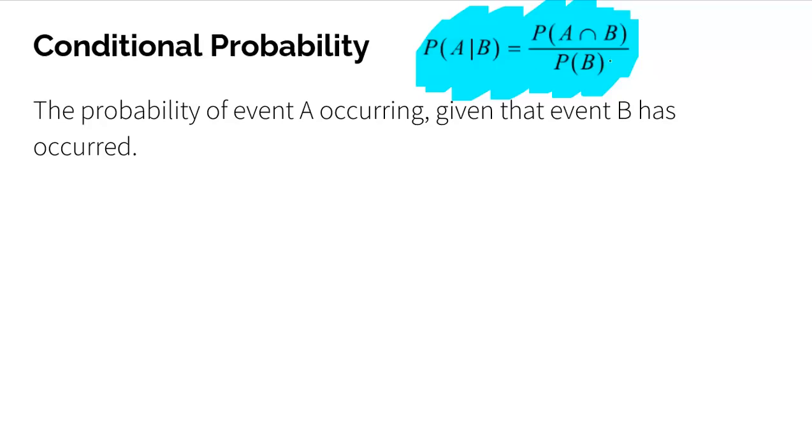So it's a pretty straightforward formula. Be careful that the condition always goes in the back. The front is what you're trying to find the probability of, and behind the line is the condition given.